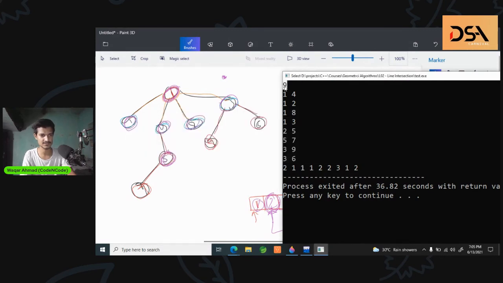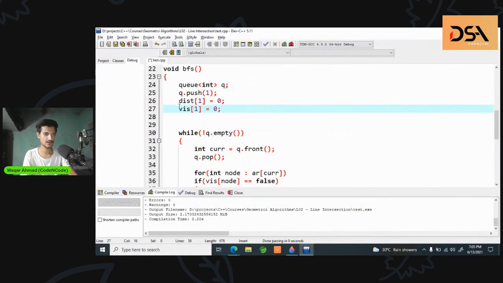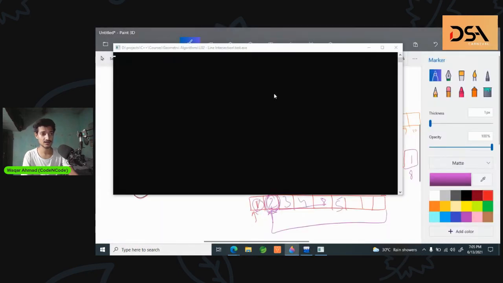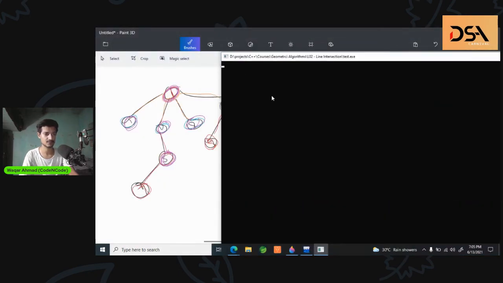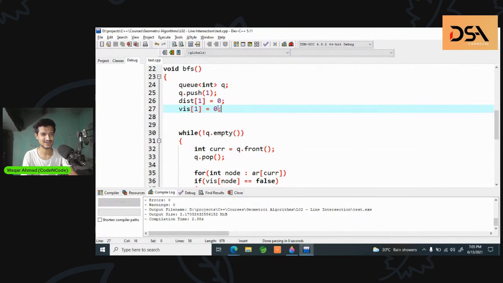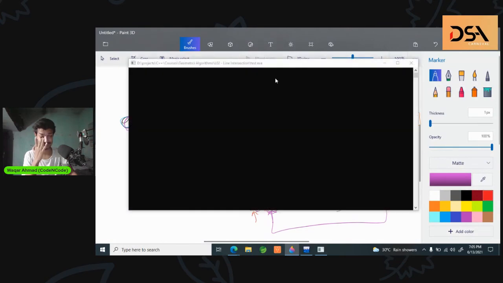Let me just copy this test case so that I don't have to type it again. So again, important thing: when you are inserting the root, mark it visited, which is 1. 0 means unvisited, 1 means visited. Sorry, I'm taking too much stress.